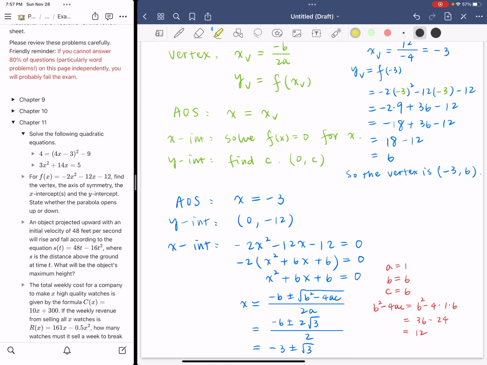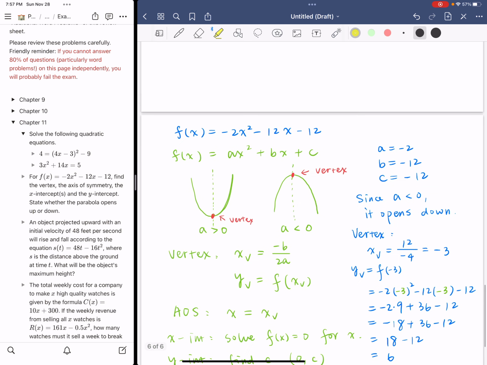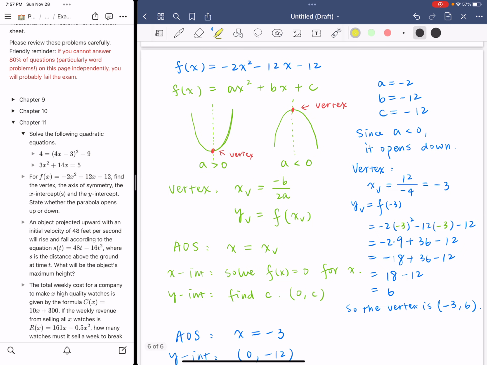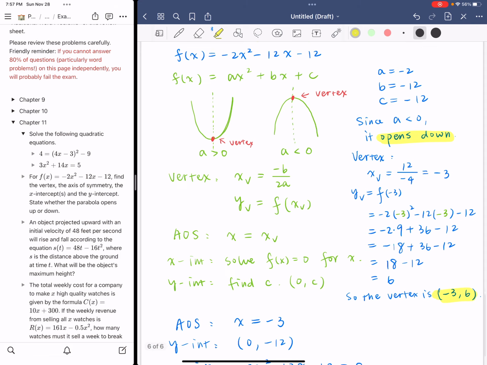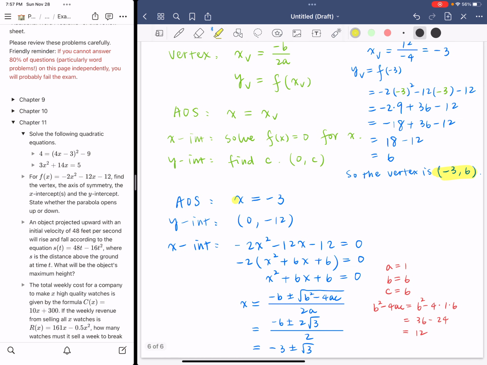Finally, let's highlight all the answers. So we do have a lot of things going on in this question. The parabola opens down. That's one of the answers. And then the vertex, negative 3, comma 6. The axis of symmetry, x equals negative 3. And then the y-intercept, 0, comma negative 12. The x-intercept, negative 3 plus or minus the square root of 3. So these are the answers.